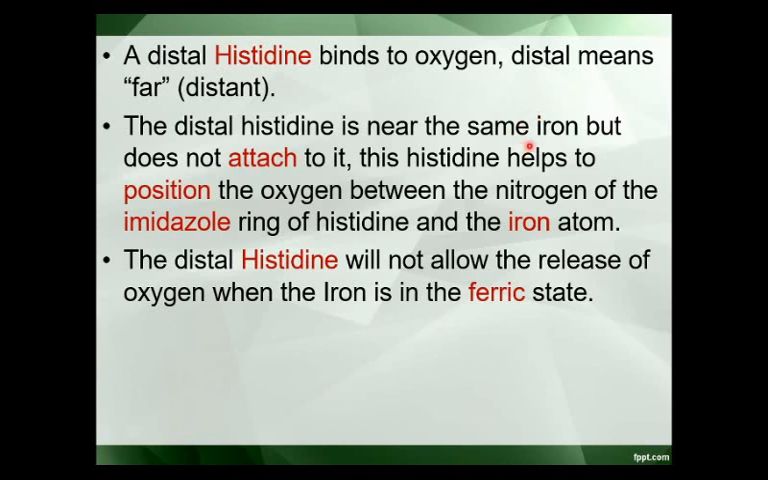The distal histidine is near the same iron but does not attach to it. This histidine helps to position the oxygen between the nitrogen of the imidazole of histidine and the iron atom. The distal histidine will not allow the release of oxygen when iron is in the ferric state. You know that iron in the ferrous state can bind oxygen and can release oxygen. So the distal histidine will not allow the release of oxygen when the iron is in the ferric state.